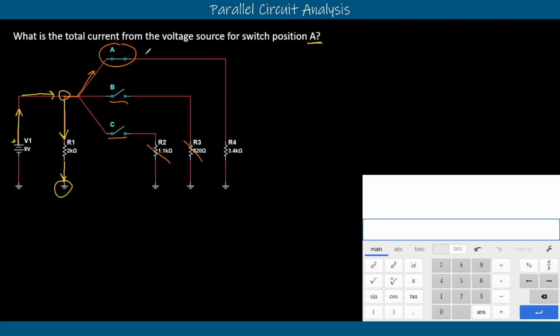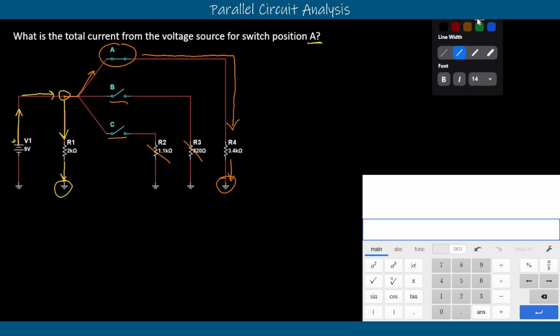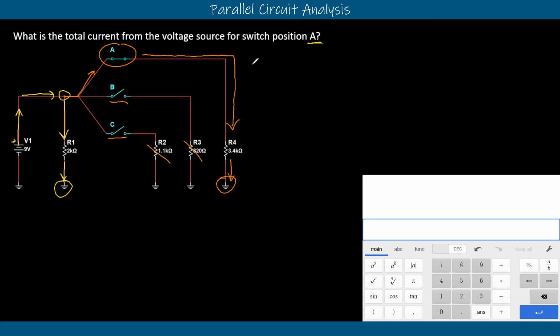So we're going to follow A all the way down, and we see that it runs into R4 before it goes to ground down here as well. And so that means that R1 and R4 are in parallel with each other. When we write that out, we can say that our RT equation is equal to R1 in parallel with R2. In this case, that's the R4 resistor here, the second resistor in the parallel.